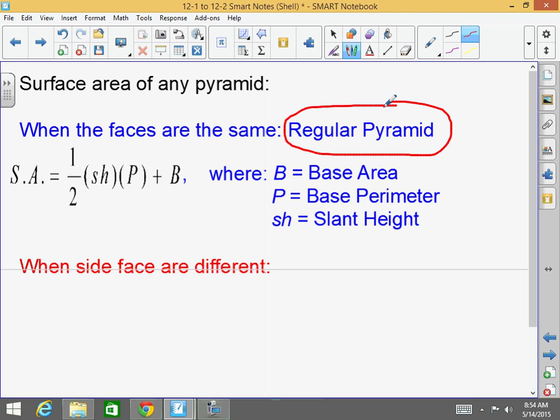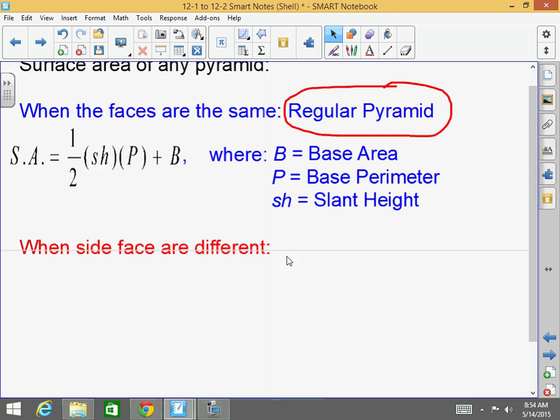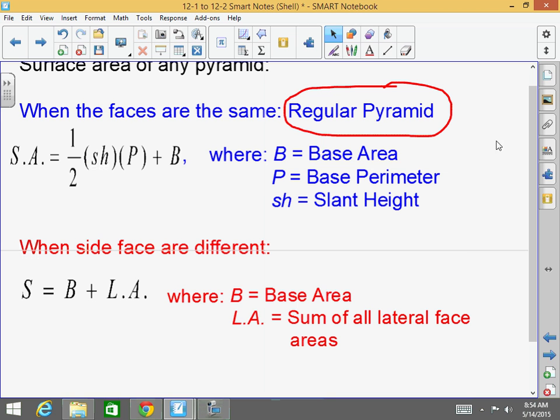Now this happens if and only if I have a regular pyramid. That means that the base is a regular polygon. When the sides are different, the surface area will change. If I do not have a regular polygon base, the surface area will be the base area plus the lateral area, which is the sum of all lateral face areas.